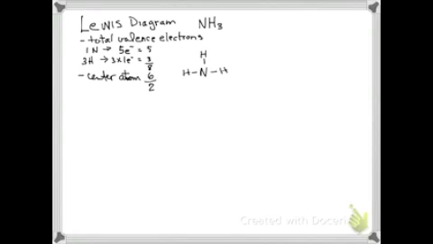and the next is to fulfill the octet rule, and in this case nitrogen is the only atom that can fulfill the octet. Therefore, the final 2 electrons go onto the nitrogen, as you will see, and that will give us the final Lewis diagram.